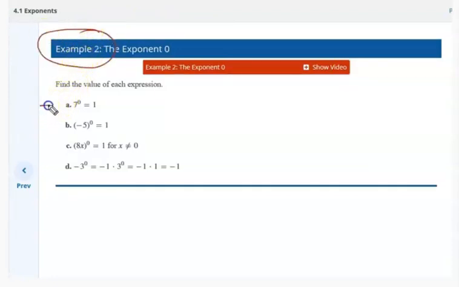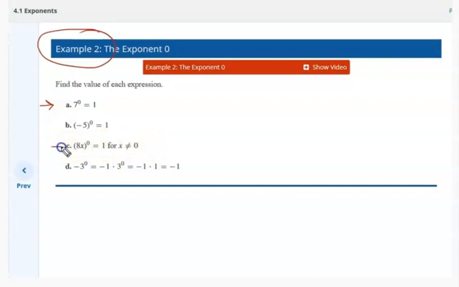So for A, you're going to write 7 to the 0 power is equal to 1. That's straightforward. Now here, because of the parentheses, the base is negative 5 to the 0 power, so this is also a 1. Now we see what I talked about in D. We'll get to that shortly.